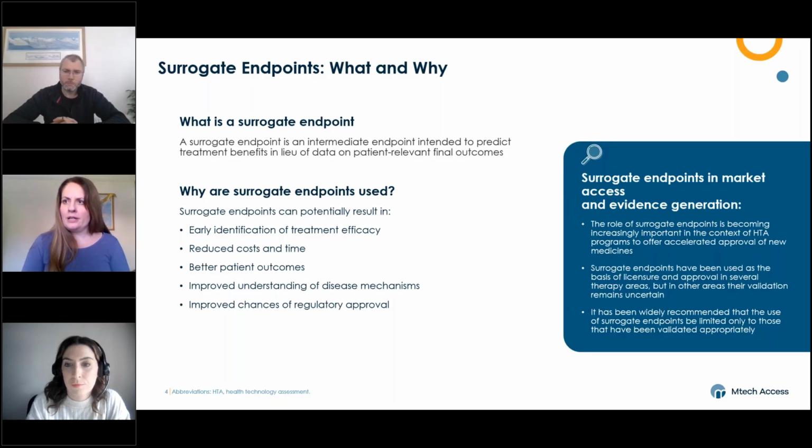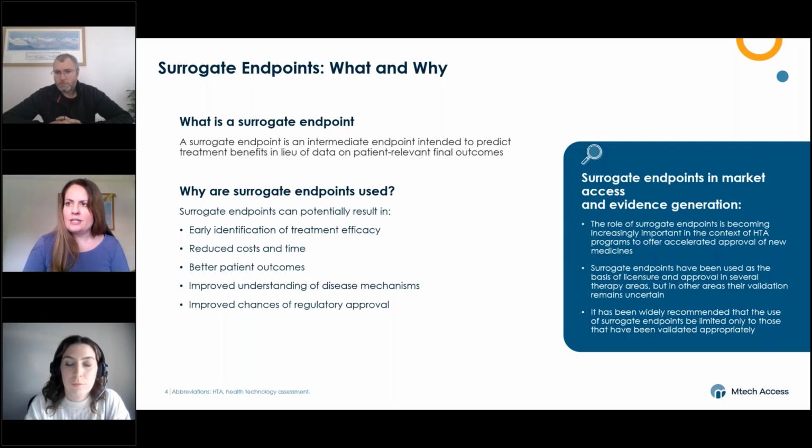For example, early identification of treatment efficacy, so allowing for quicker assessment of the efficacy of a treatment before the primary clinical outcome is observed. Reduced costs and time, so we need fewer patients and less time to observe the surrogate endpoint than the final endpoint. Better patient outcomes, so surrogate endpoints may be more easily and frequently measured, allowing for more timely intervention and adjustment of treatment plans. And potentially, this enables healthcare professionals to make more informed decisions about treatment for their patients.